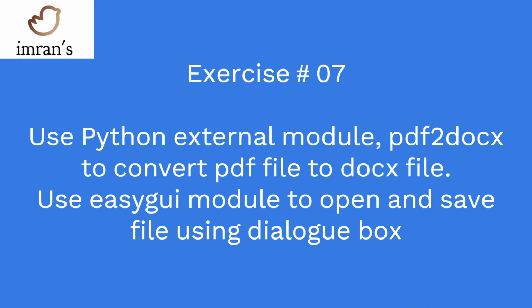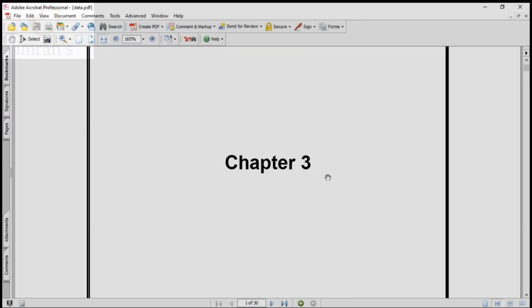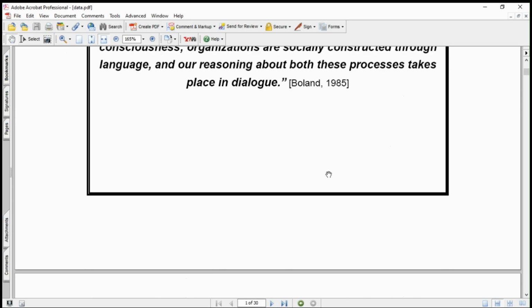Exercise number 7. Use Python external module, PDF2Docx to convert PDF file to Docx file. Use EasyGUI module to open and save file using dialog box. Hi, we shall convert this PDF file to Docx file.